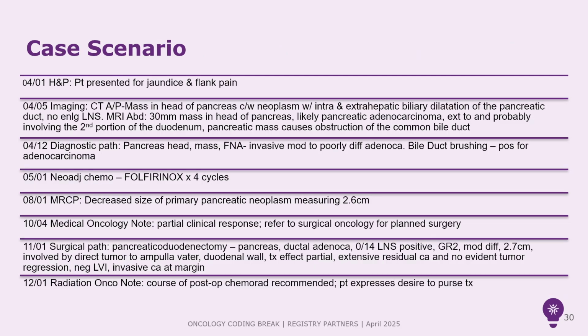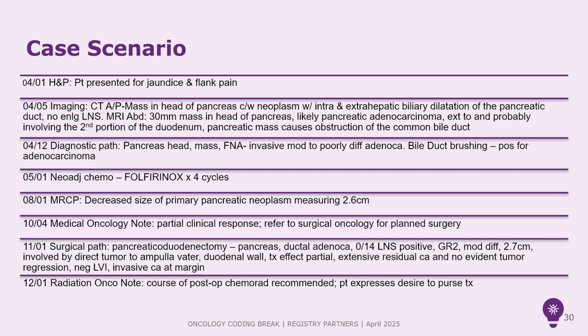Here we have arrived at our case scenario. We'll go through the details of this case and we will use it for lots of different fields: date of diagnosis, primary site, histology, a lot of the neoadjuvant therapy fields as well, along with staging. So first we have 4.1, H&P stated that the patient presented with jaundice and flank pain.